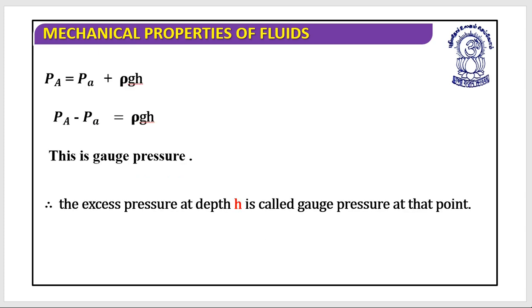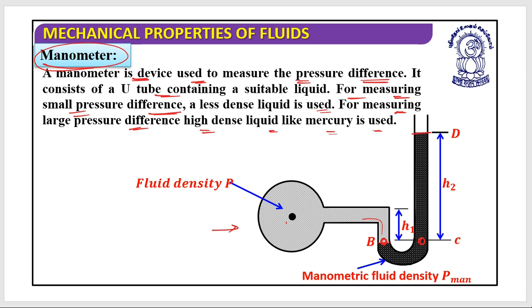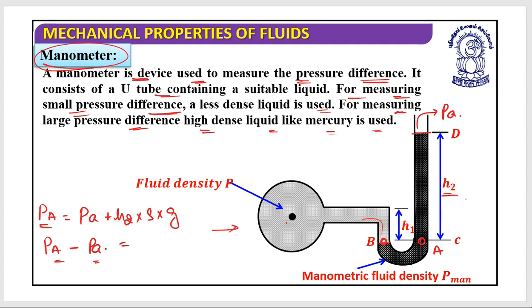So in this situation, let's call this point A, and the pressure at A could be written as atmospheric pressure plus the height of the liquid column multiplied by density into g. So P_A minus P_atm, which we call the pressure difference, is what will be measured by the manometer. It's h2 into rho into g. I hope this is clear.